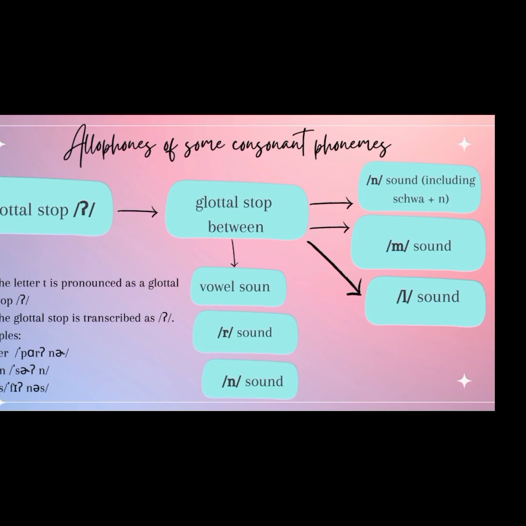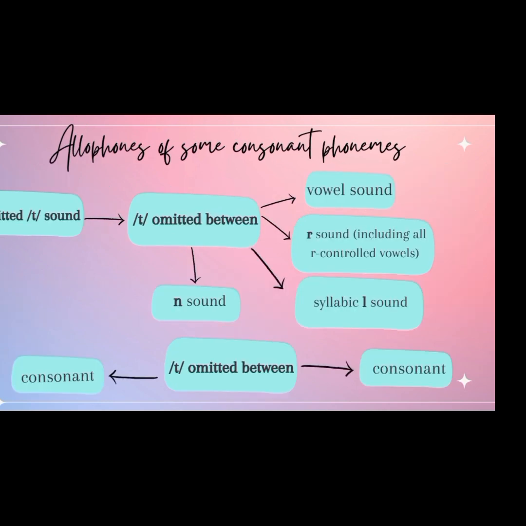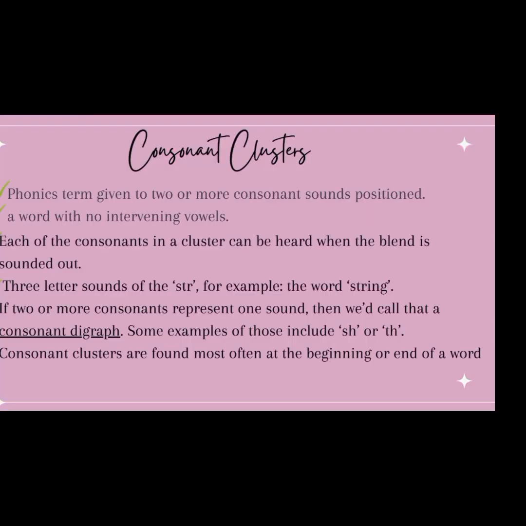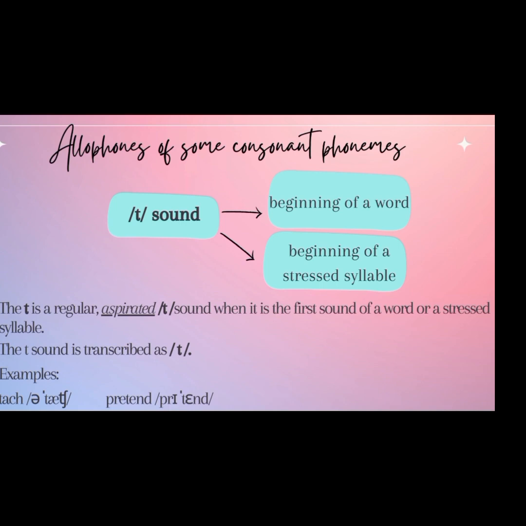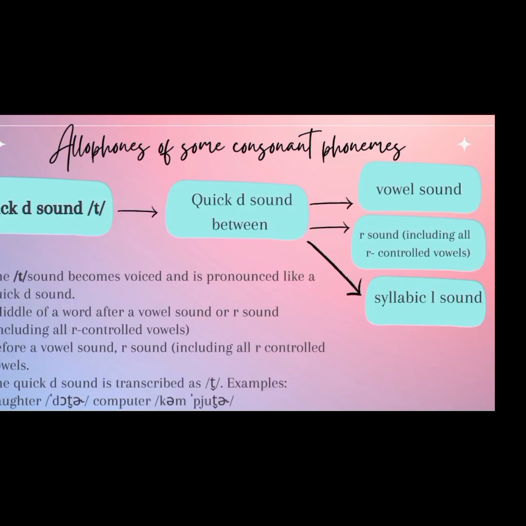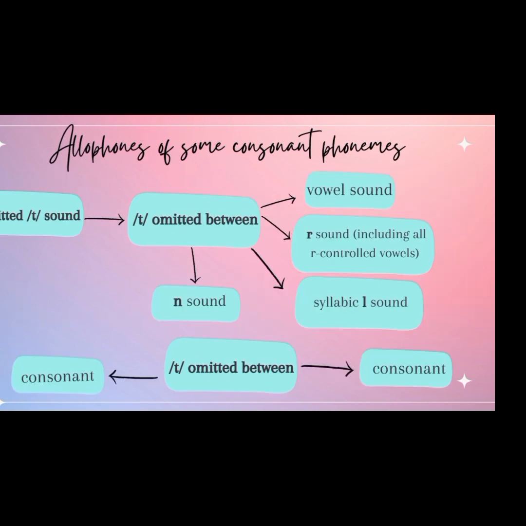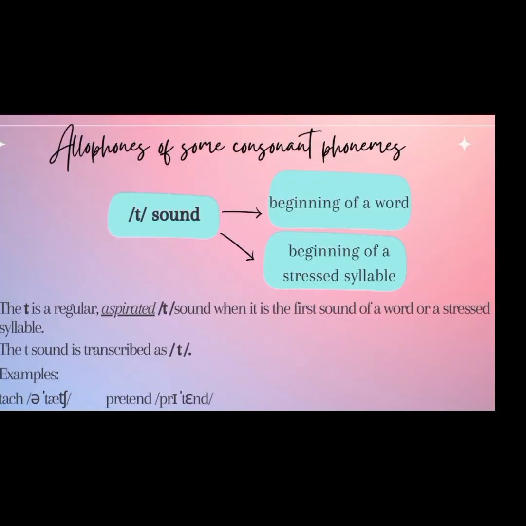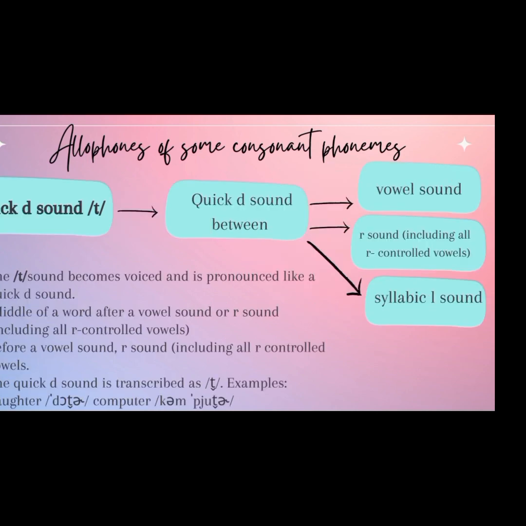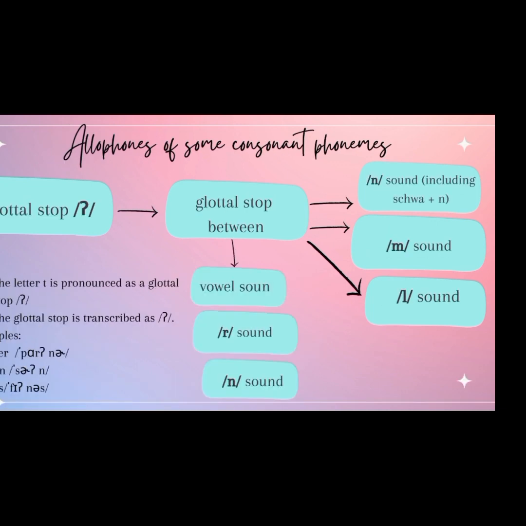And the T can be omitted between a consonant and another consonant. In addition to the above instances of omitting the T sound, it is often omitted when it occurs between two consonant sounds, except the consonants especially mentioned for the quick T sound or a glottal stop. This is likely to occur when an S is added to a word.